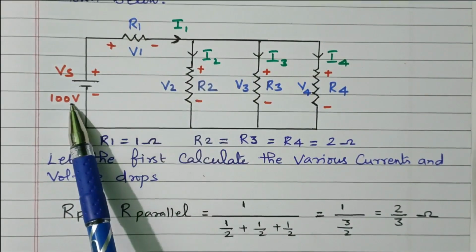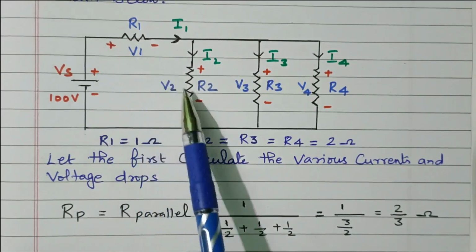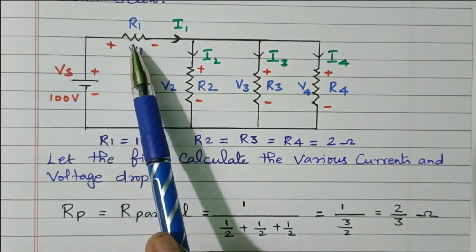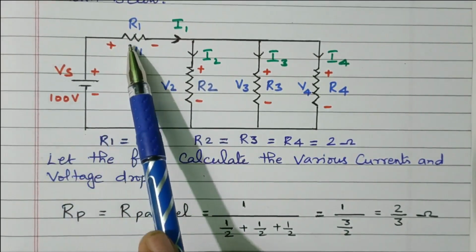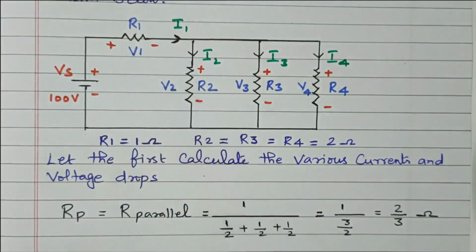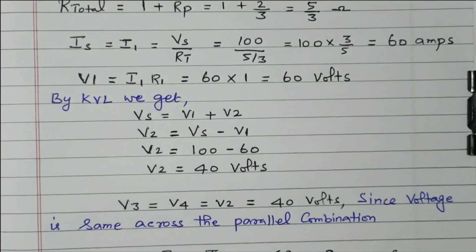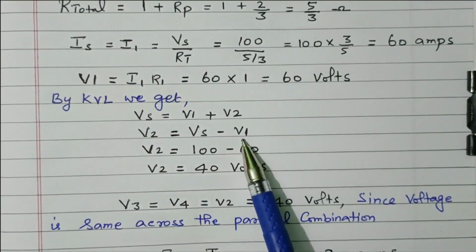The voltage delivered, 100 volts, is equal to the voltage drop across R1 and R2. So 100 equal to V1 plus V2. Vs equal to V1 plus V2. The voltage we applied is equal to the voltage drop across R1 and R2. Based on that, Vs equal to V1 plus V2. From that, V2 equal to Vs minus V1.